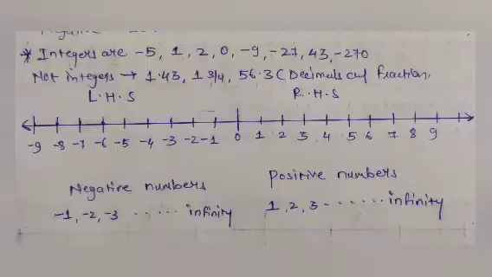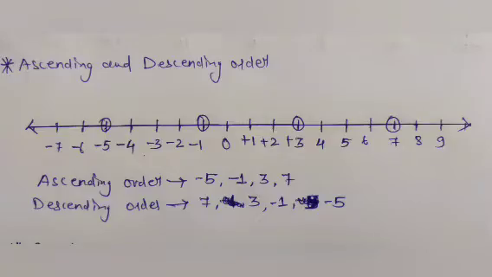On the right hand side all the positive numbers are written, and on the left hand side all the negative numbers are written. In between, zero is there, which is not considered a positive or a negative number. Positive numbers start from 1 to infinity, and vice versa. So what do you mean by ascending and descending order?